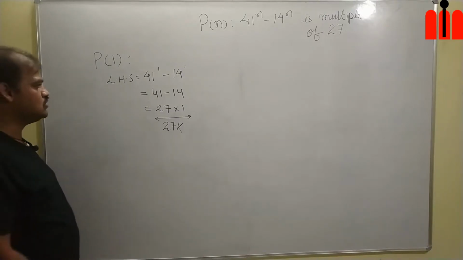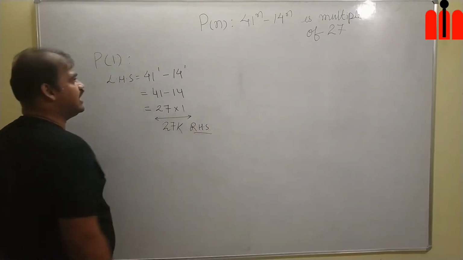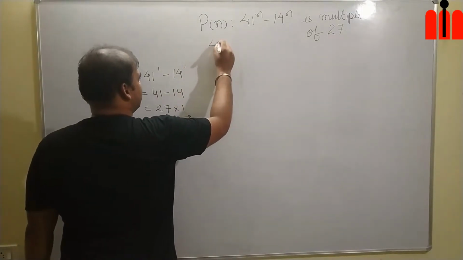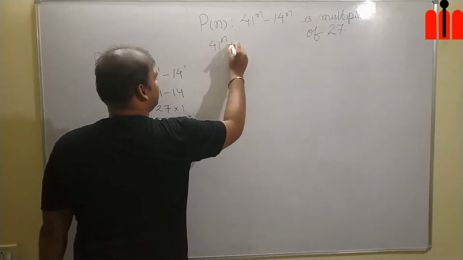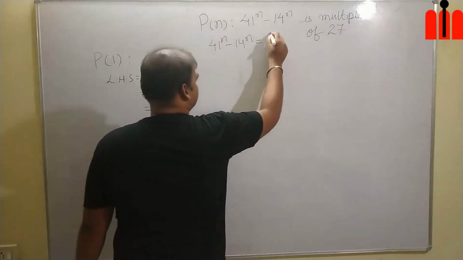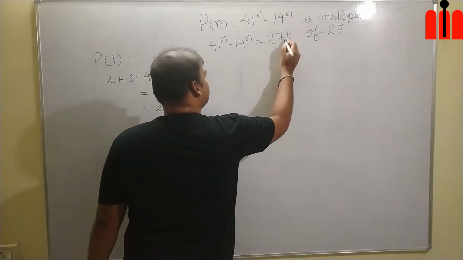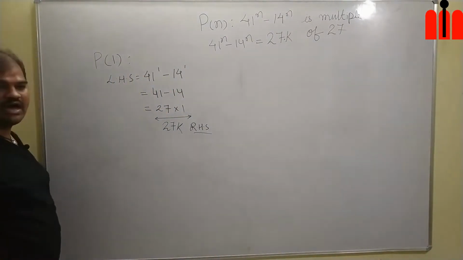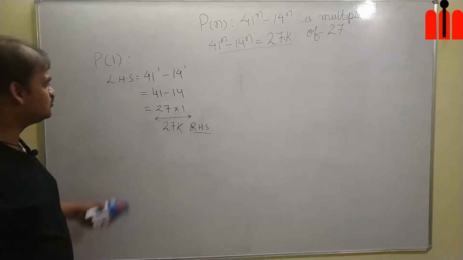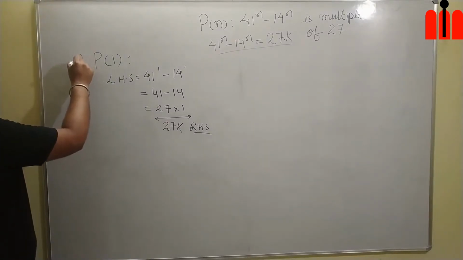Let me write it clearly what will be my LHS and what will be my RHS. My LHS will be 41 to the power of n minus 14 to the power of n, and my RHS will be 27k, 27 into k. So this is what my problem will look like. We have done our check step. Check step is completed. So this is my first step.